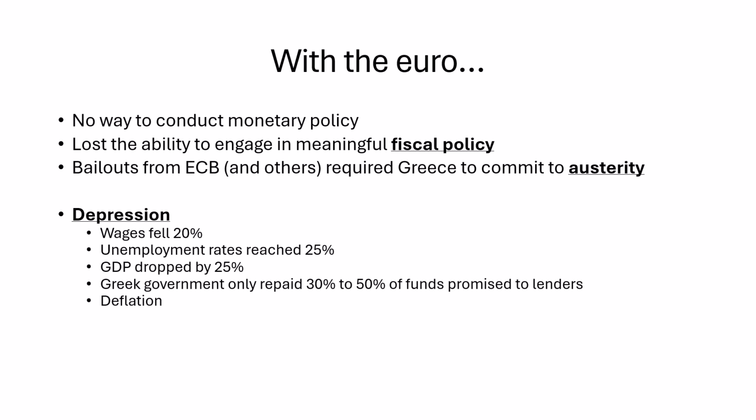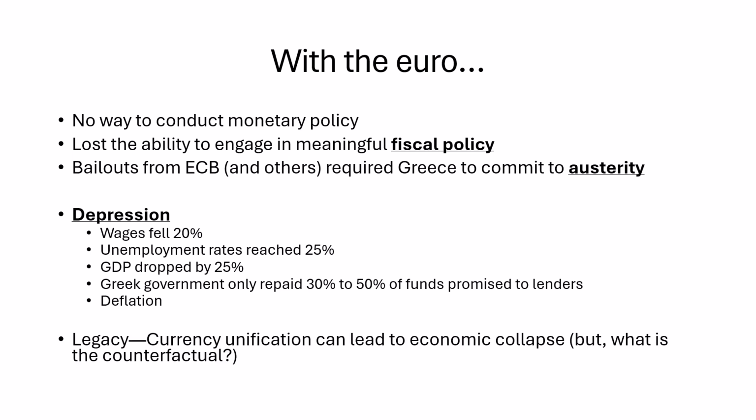Ultimately, the Greek government only had to pay about half of the funds that it promised to its lenders, and that hurt anybody that had been loaning money to the Greek government. And because wages were going down, Greece ended up in this weird situation where it was experiencing deflation, even when the rest of the Eurozone wasn't. It was a real bad time in Greece.